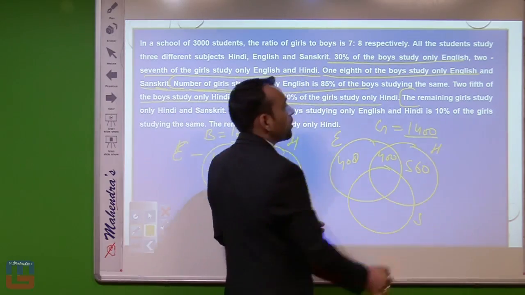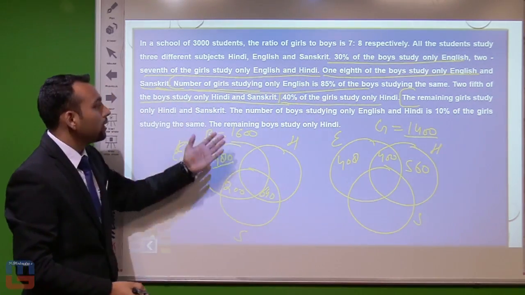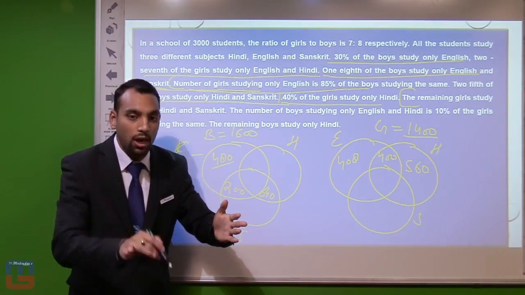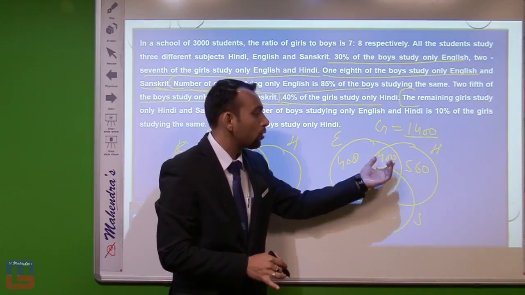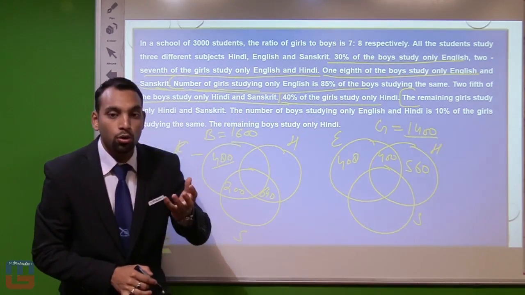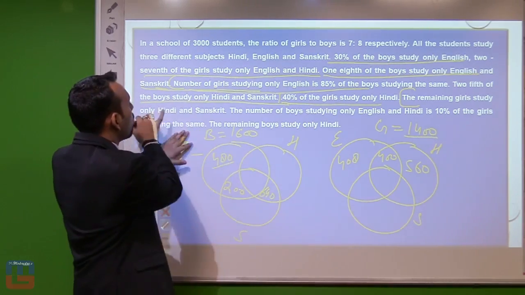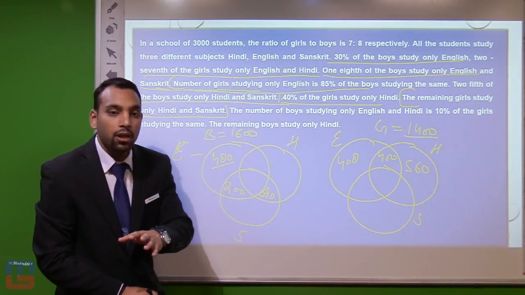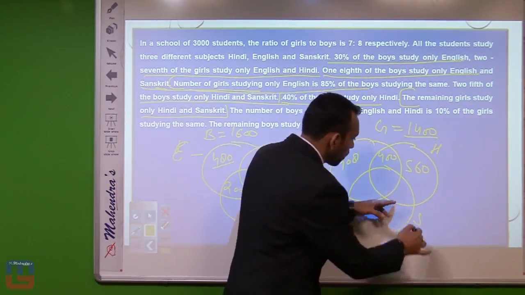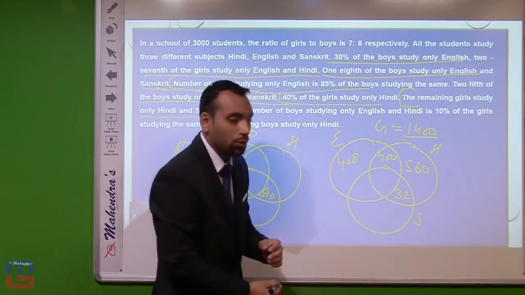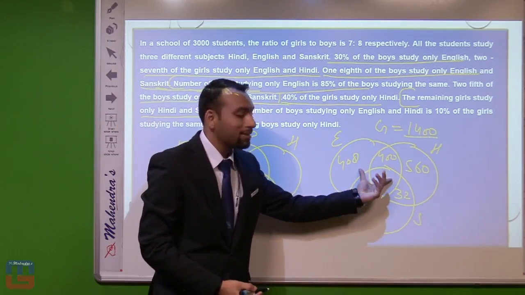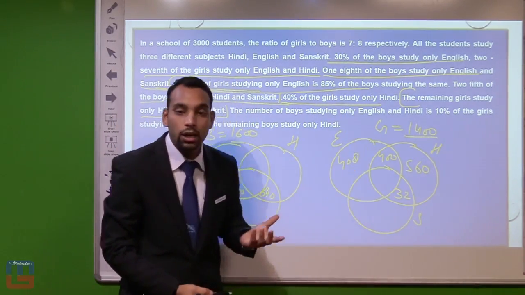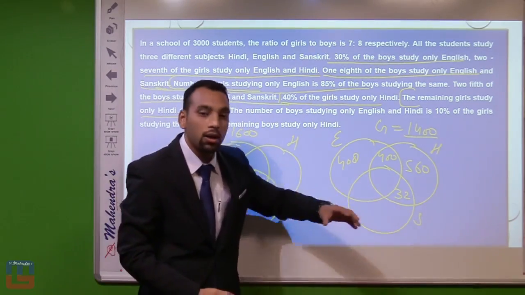The next line is saying the remaining girls study only Hindi and Sanskrit. Total we have girls 1400, and this is 408, 400, 560. So the remaining study only Hindi and Sanskrit, which means this portion. If you subtract the sum of this data from 1400, you will get 32. So the remaining here is 32.